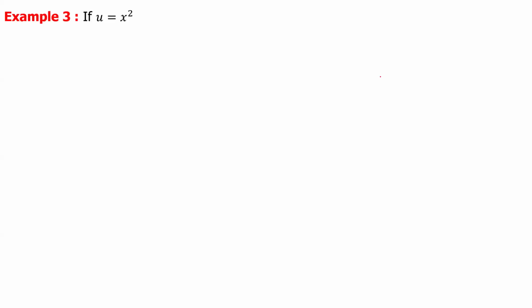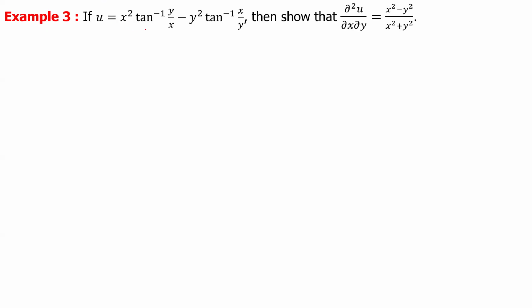Let us take one more example on partial differentiation. If u is equal to x square tan inverse of y by x minus y square tan inverse of x by y, then show that the second order partial derivative of u with respect to x and y is equal to x square minus y square upon x square plus y square.